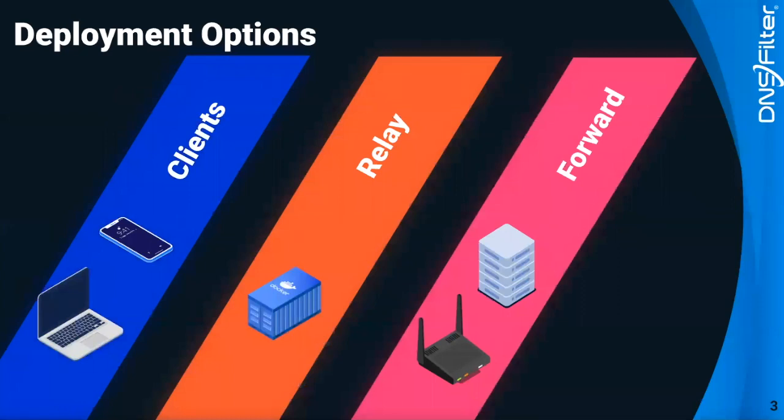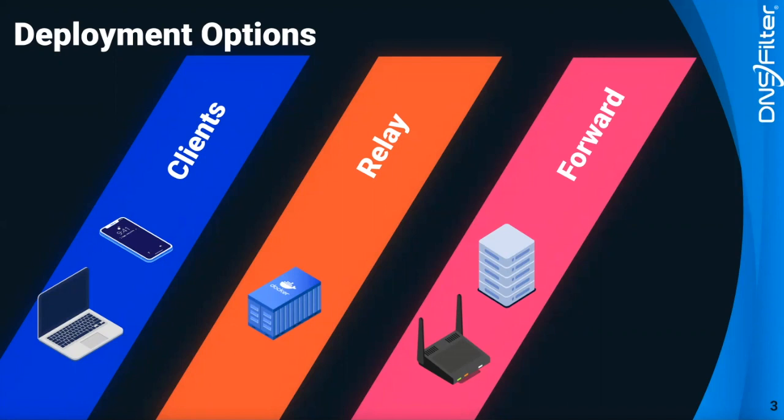To do that, we've illustrated our different options in 3 slices here. So keep in mind that you can mix and match these options. For example, it's very common for people to use us as a network forwarder as their upstream DNS resolver, as well as deploying roaming clients. So it is possible to mix and match these in various ways.